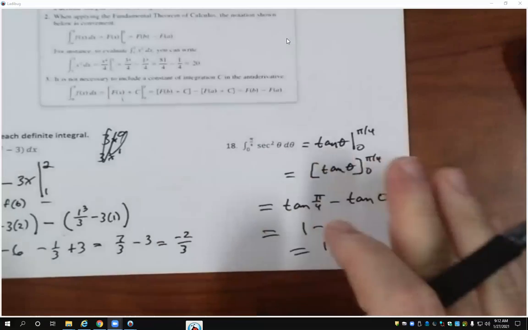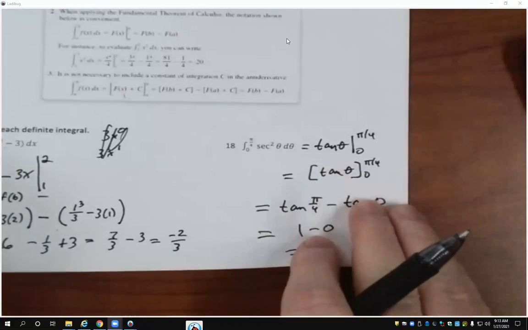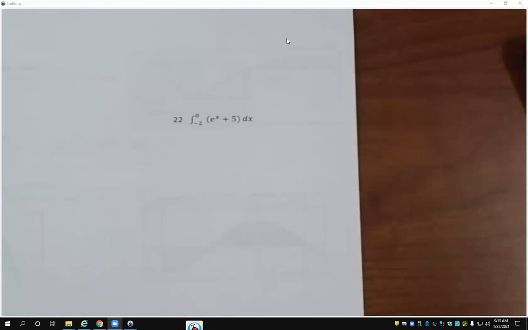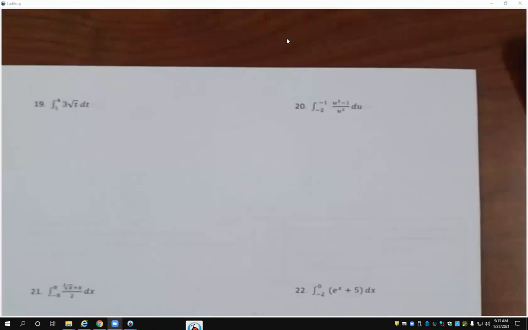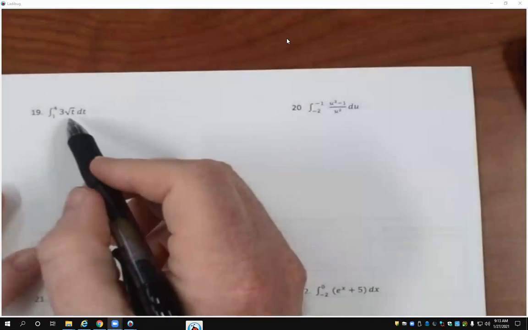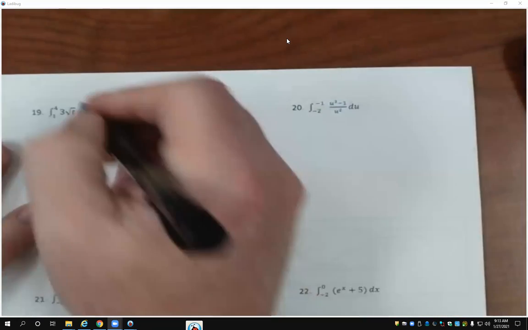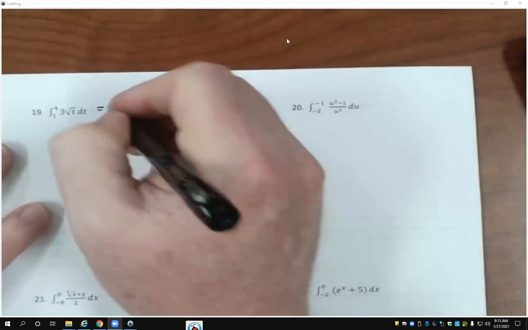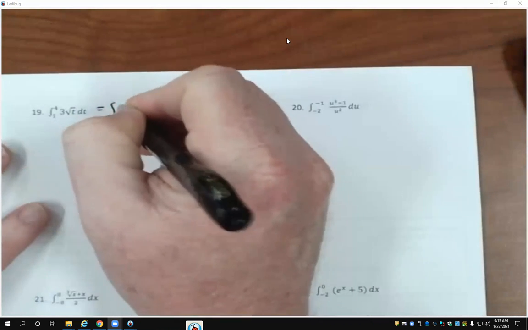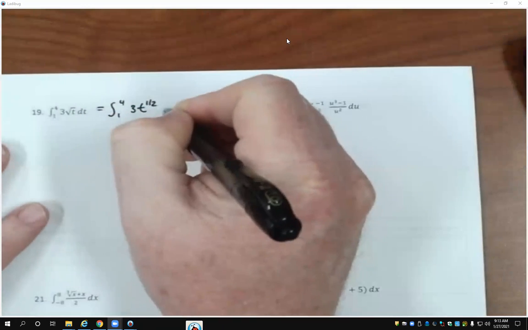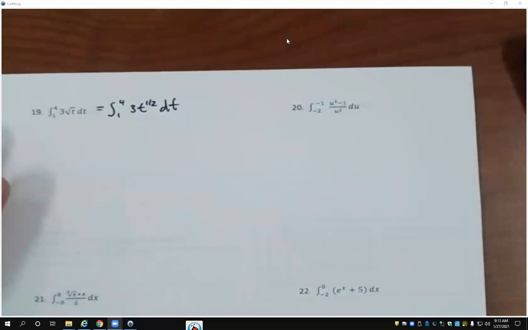All right, any questions so far? All right, let's just go on to the next one. Number 19 is the function 3 radical t. Well, we don't have the antiderivative of radical t memorized, so we're going to change that into 3 times t to the 1/2. We know how to do that, dt.